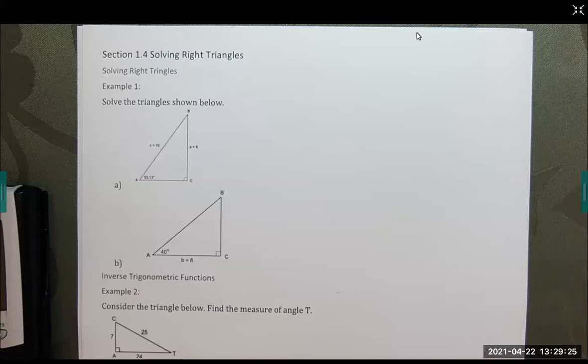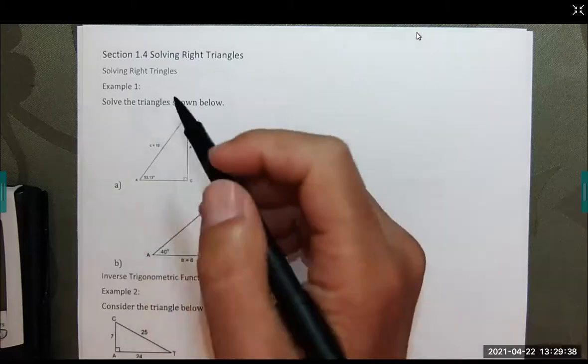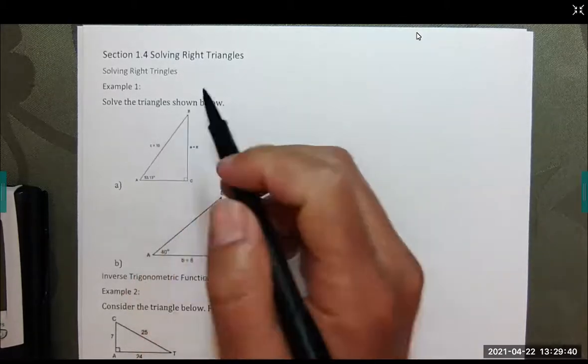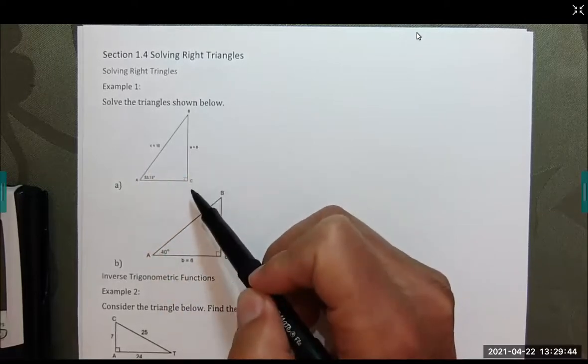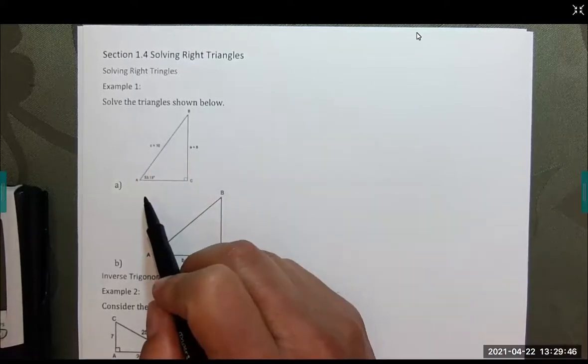Welcome back, everybody. Today we're going to be solving right triangles, using some trigonometry, some Pythagorean theorem, and everything else that we have at our disposal as we do this. We're going to start here with our first example, and we have a triangle here. The hypotenuse in this case is 10. One of the legs is 8, and we have an angle of 53.13 degrees.